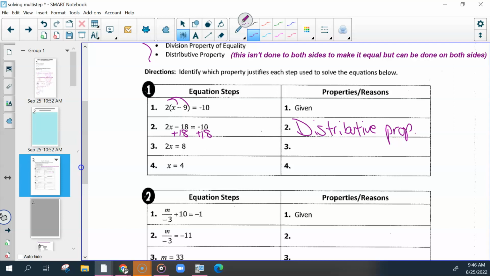So if they added -10 over here, they would all be on the same side. But if we add 18 to the right, then we would get that +8. So we use our addition property of equality. I'm going to shorten that and just say A for add, POE. Property of equality is what that stands for.